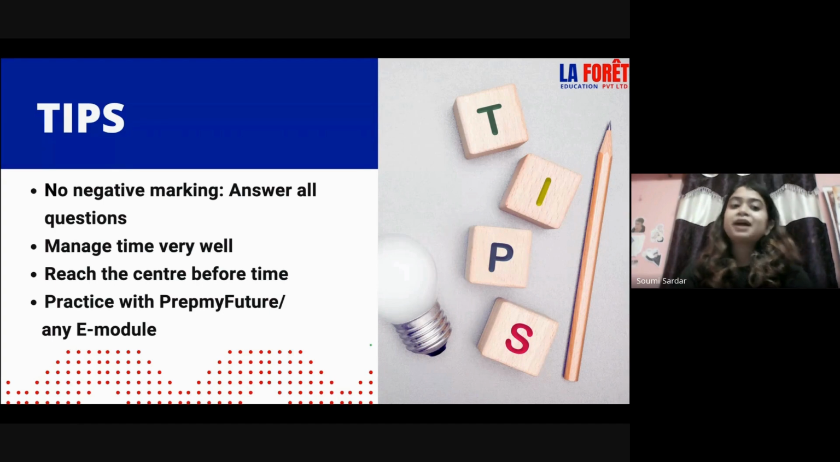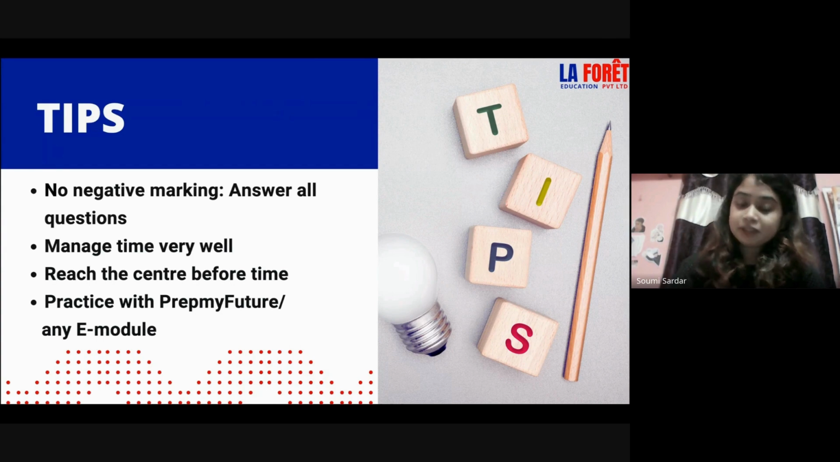The last point is practice with Prep My Future or any e-module. Lastly, if you are appearing for TEF or TCF, make sure that you get an e-module like Prep My Future to practice. In Prep My Future, you will have real-time mock tests, test papers, lesson sheets, practice sheets, which will prepare you for the exam beforehand. You can definitely subscribe to Prep My Future, which will come in very handy if you are preparing for either TEF or TCF. So these are the few tips that will help you going ahead while giving the exam. Thank you.